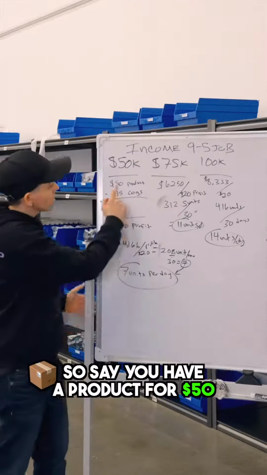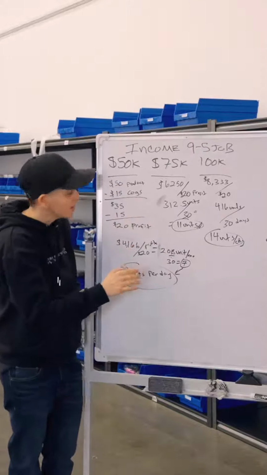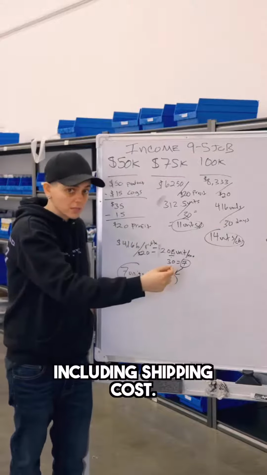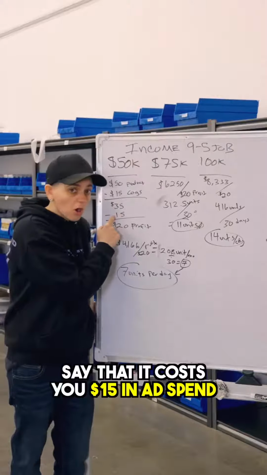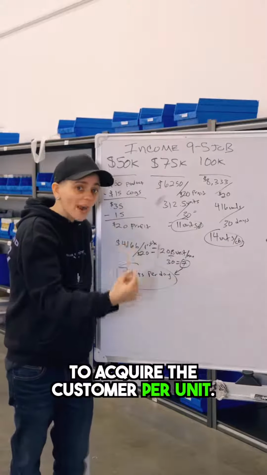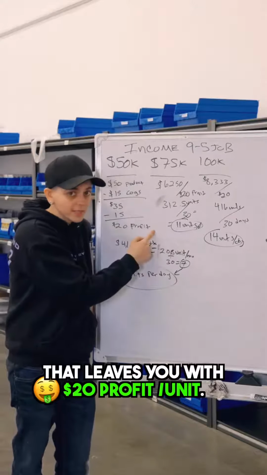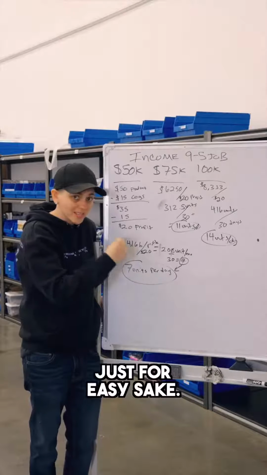So let's go. Say you have a product for 50 bucks. You're selling it for $50 on your website. It costs you $15 cost of goods, including shipping costs. That leaves you with $35. Say that it costs you $15 in ad spend to acquire the customer per unit. That leaves you with $20 profit per unit. And I'm not taking out taxes here, just for easy sake.